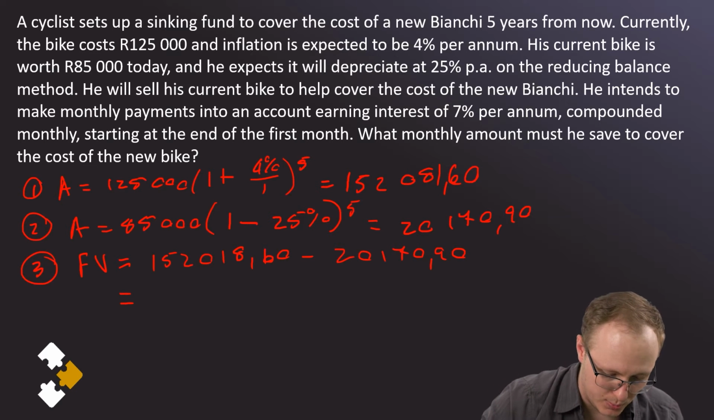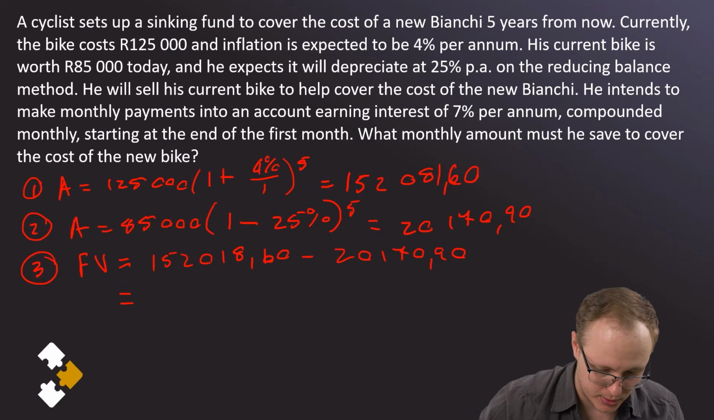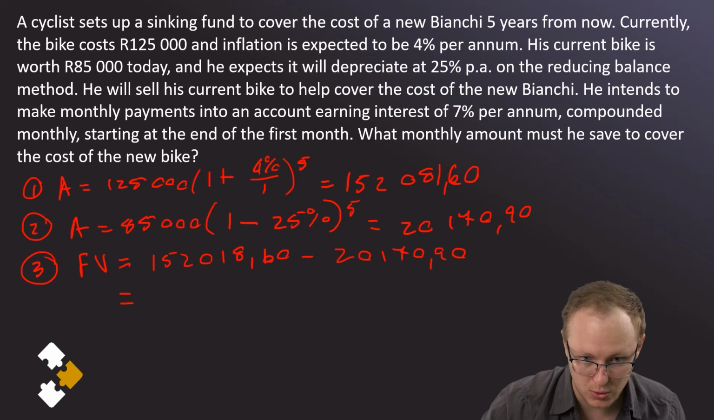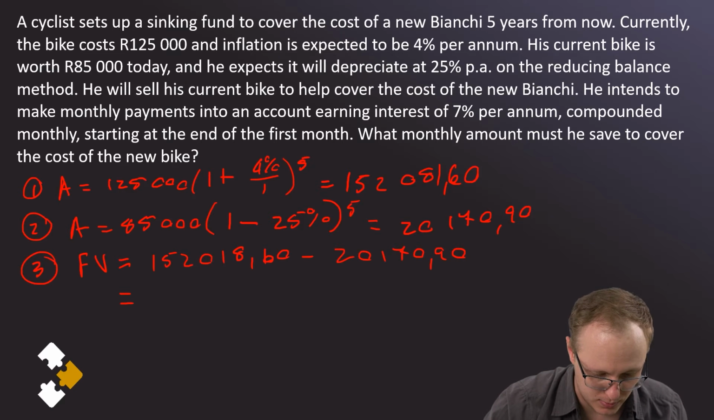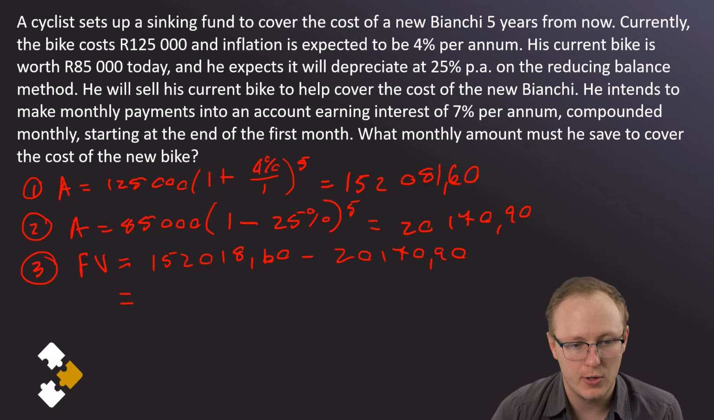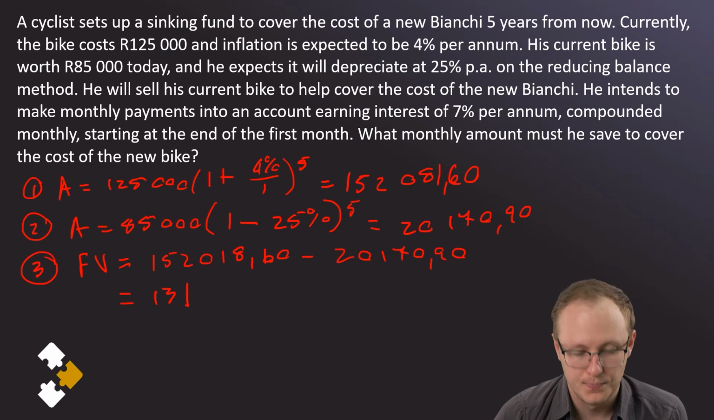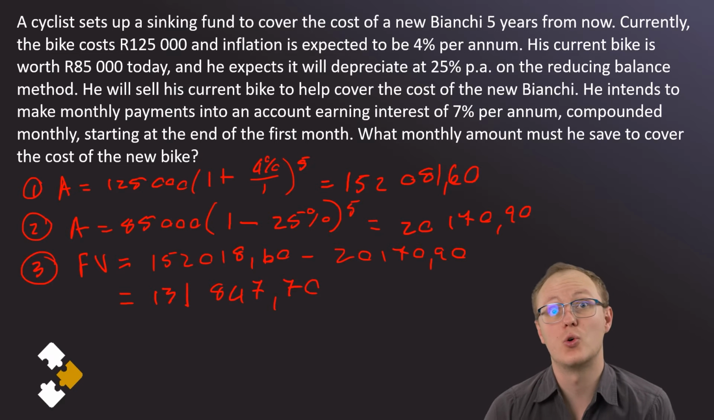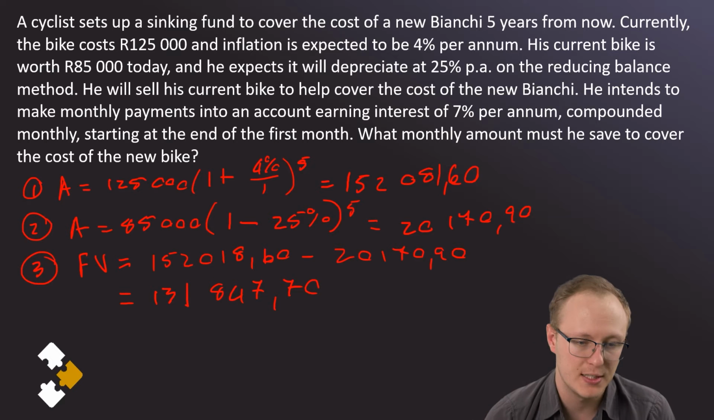So we need to be able to have 152,018.60 minus 20,170.90, right? So we need to have in our account 131,847.70 in order to be able to buy this new bicycle, right?